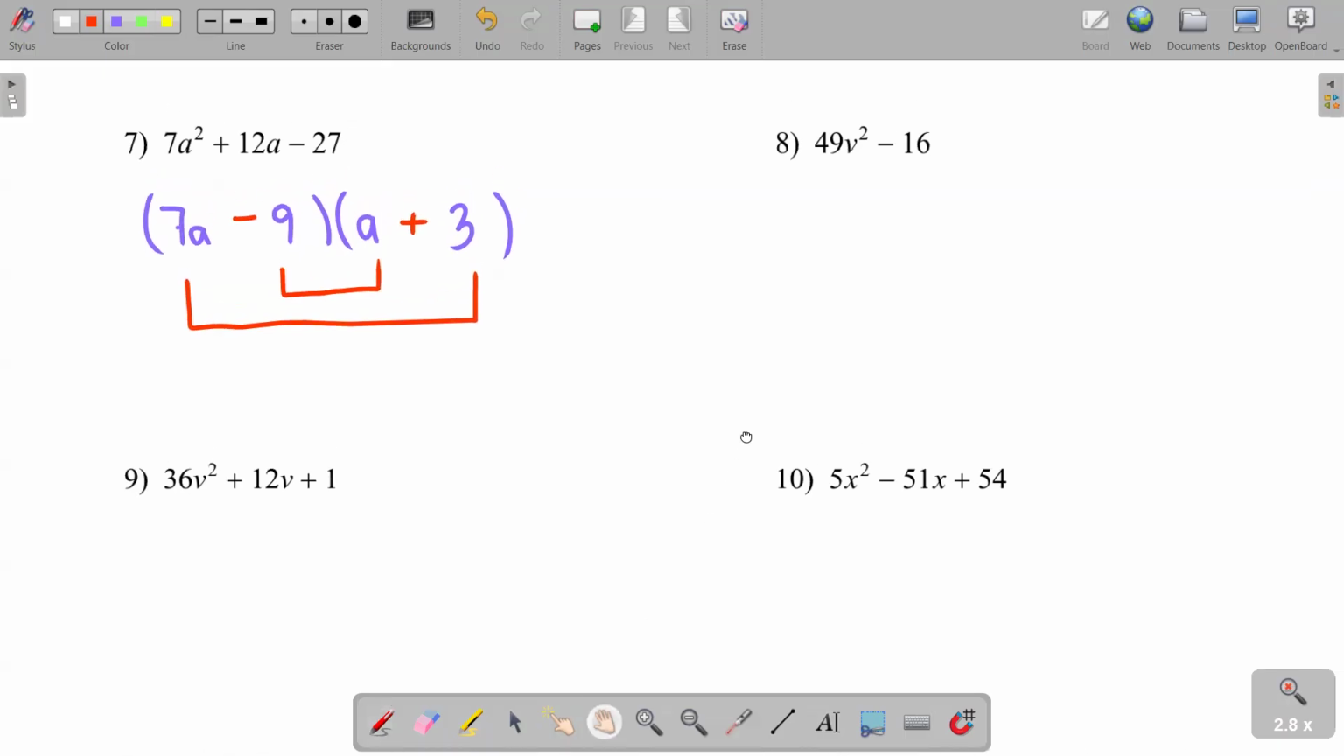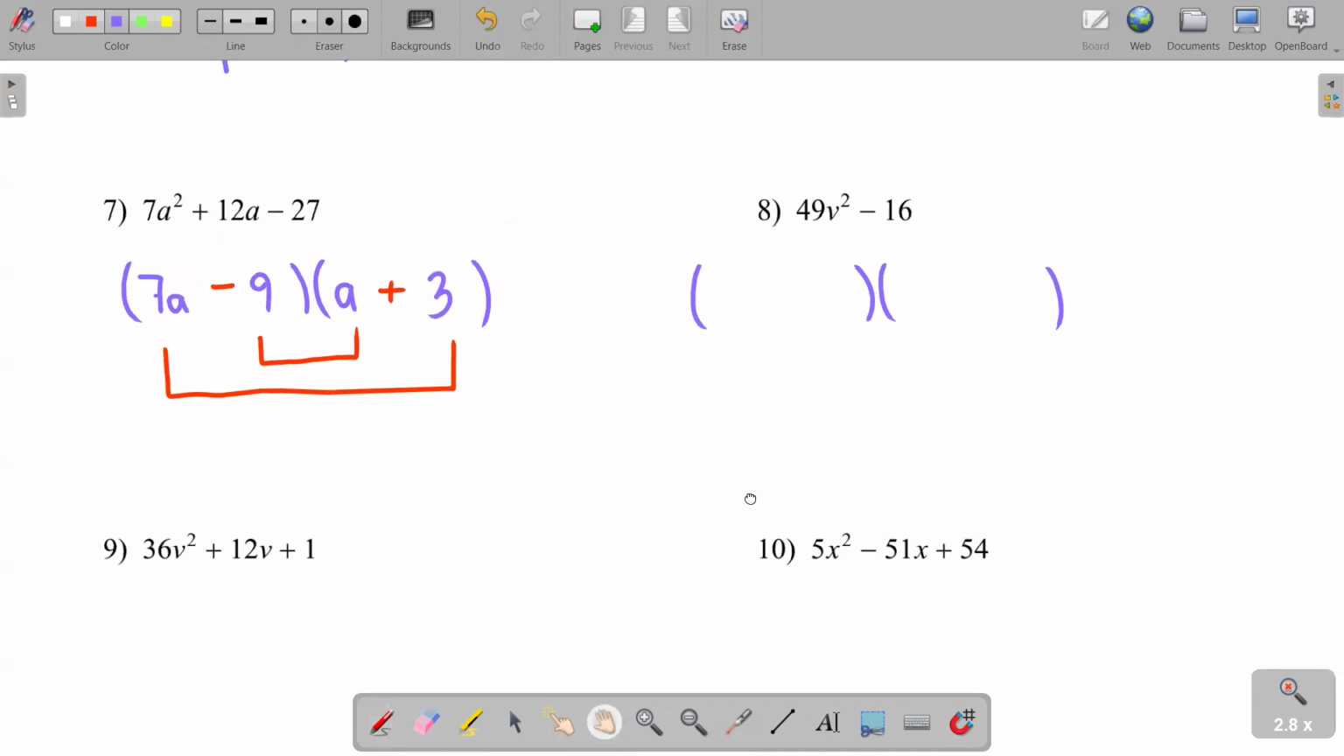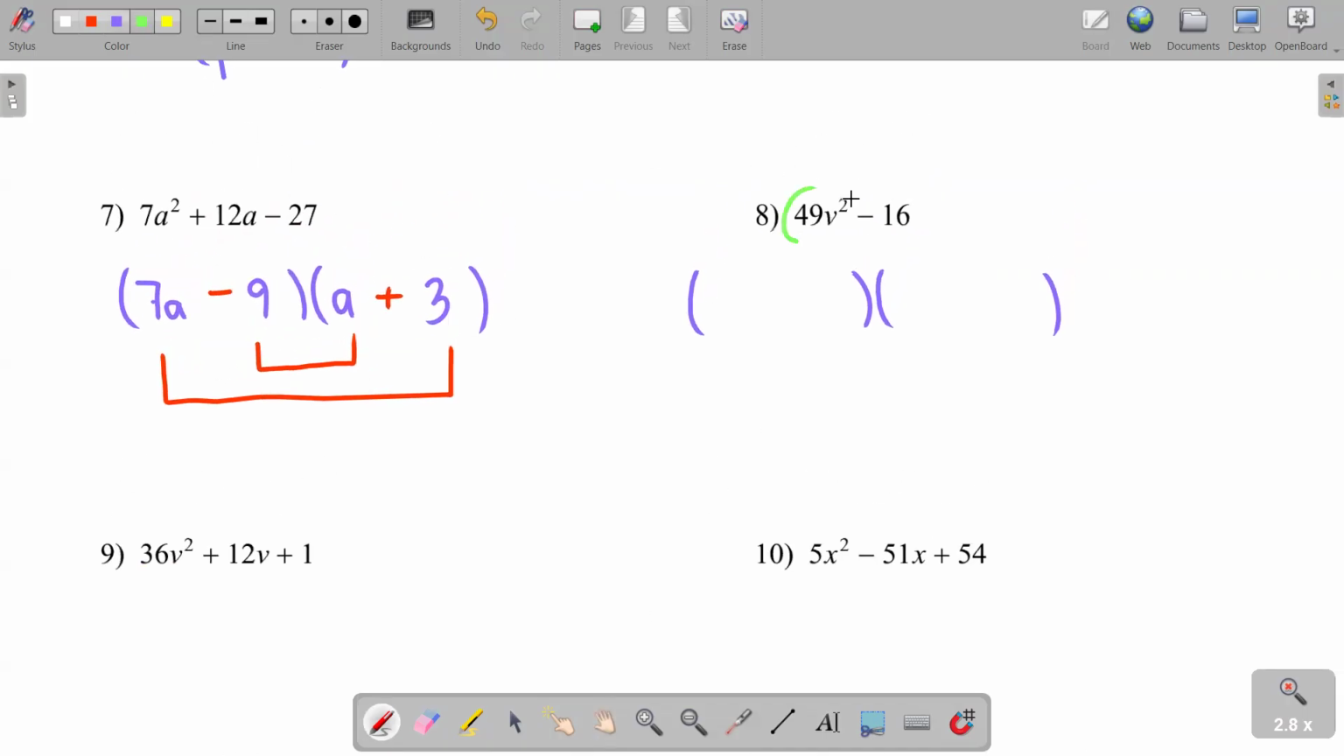8 is another difference of 2 squares. Please try to recall that these are not trial and error problems. Once you recognize the difference of 2 squares, it's formulaic. And the thinking should go like this. What's the square root of the first term? 7v. So you put that here and here. And then what's the square root of the second term? So you put that here and here. The kicker is you have to remember that to make the magic happen, one of them has to be a positive and one of them has to be a negative. That's what makes the middle term cancel out.